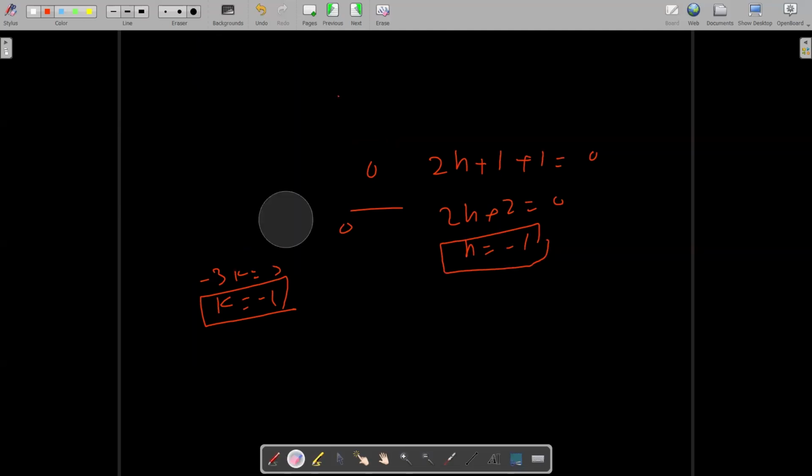Erase that. h and k is negative. h is equal to negative 1, k equals negative 1. Okay, so we are done with the second step. What was this third step?